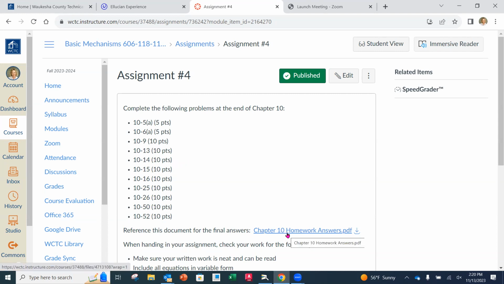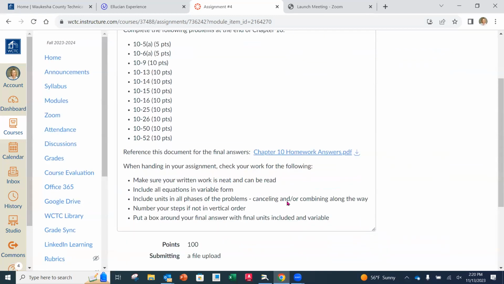You'll notice that you do have a homework answer key here. So if you're working these and you want to peek there to be sure you're on the right track, that's what that's there for. But keep in mind that you're going to be doing written work for this. So I have to be able to read it. So the format that we've been using as we've been going over things, this is what I would be looking for. Making sure that your equation is in variable form first, putting the units in all phases of the problem, canceling, combining as needed, showing your final answer with its variable called out as well as its units. Okay.